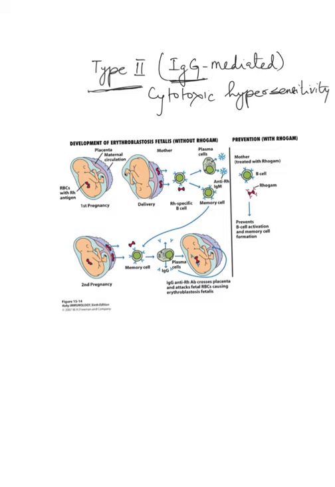So normally during the pregnancy, the fetal circulation is separated from the maternal circulation through these trophoblasts here. But at the time of delivery, some of the blood from the umbilical cord enters into the mother's circulation, and when the fetal RBCs are in the mother's circulation, these are picked up by the B cells, which are specific to the Rh antigen.